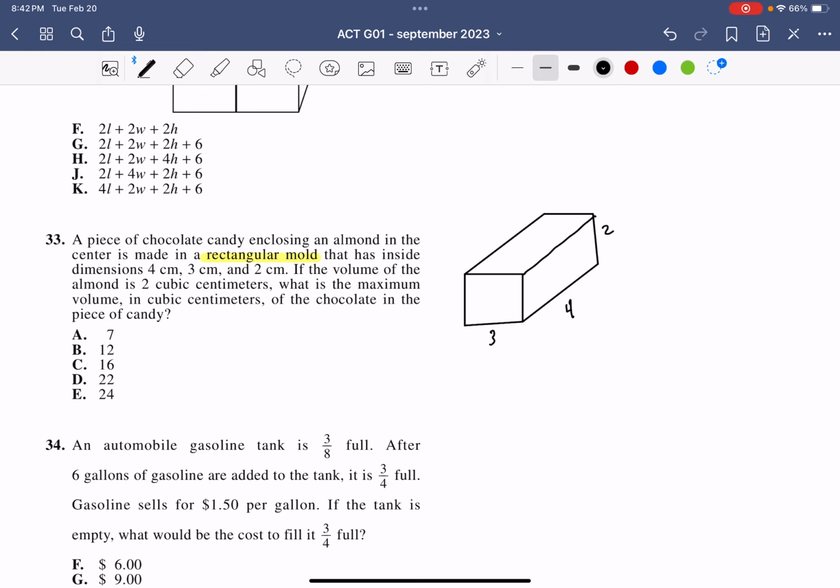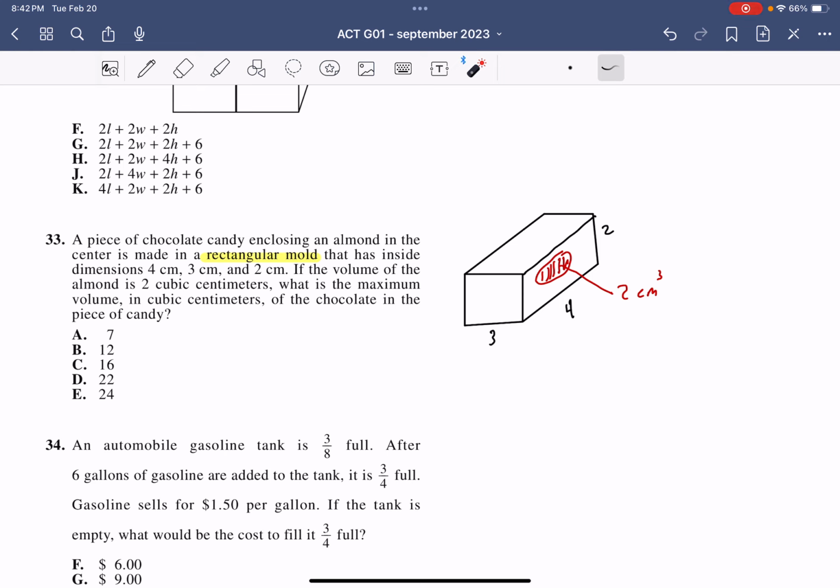And then there is some kind of almond on the inside, so I'm going to just draw this sort of like oval shape thing. And we're told the volume of that is 2 cubic centimeters, so cm cubed. So whenever you see the units with a cube, that means you're dealing with a volume.